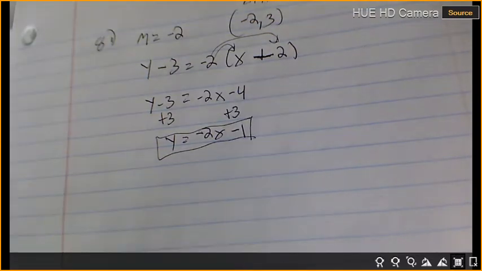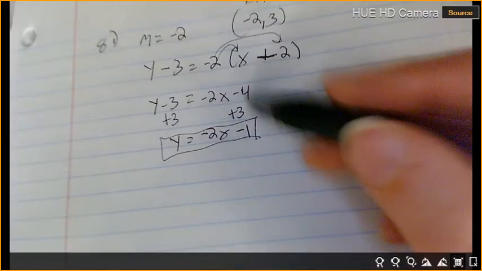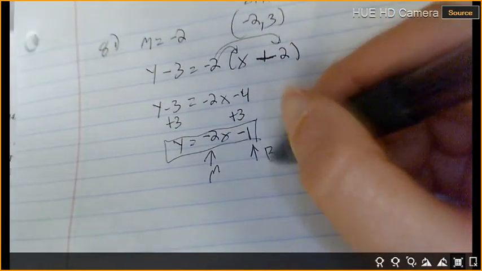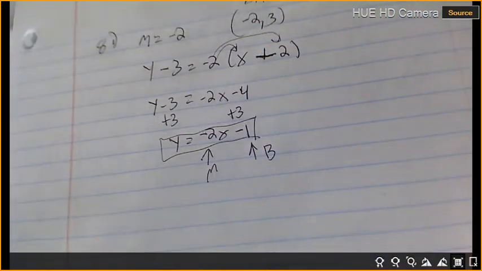Distributing, plus 4, and then add 3 to the other side. Then you just combine like terms, and this is my slope, this is m, and that's my y-intercept, or my b. It's the same thing as number 7, just finding the slope first. Otherwise, they're the same.